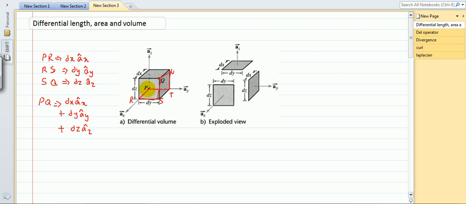If I go from P to T, then it will be dy ay cap, then T to U it will be dz az cap, and then U to Q it will be dx ax cap. So it is similar to PQ only. If I move from P to Q in the other direction also, it will come as dx ax cap plus dy ay cap plus dz az cap. So in the rectangular coordinate system, the differential length vector is given by dx ax cap plus dy ay cap plus dz az cap.